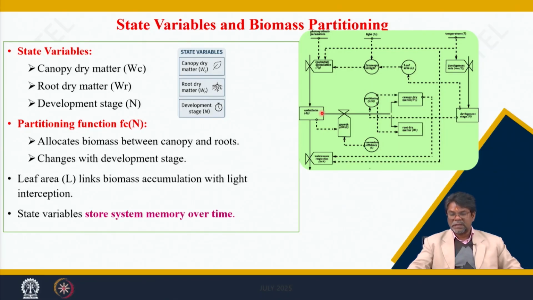This net assimilation is converted to the dry weight growth rate through conversion efficiency. This dry weight growth rate is the total dry weight, including root and shoot weight, and it is converted to canopy dry matter and root dry matter based upon the partitioning. The partitioning depends upon the stage of the crop: at what stage is the crop? So, these are the flows of materials, shown by solid lines: all the biomass is converted to canopy dry weight and root dry weight.